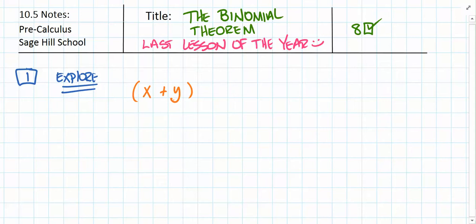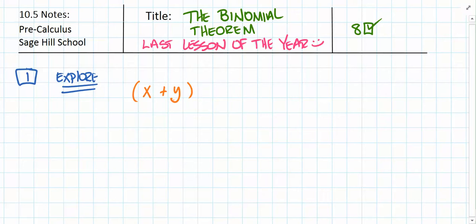It's a mathematical expression that has two terms in it. In this case, the x and the y, a binomial. A mathematical expression with two terms. Bi means two things, right? So I have x plus y.